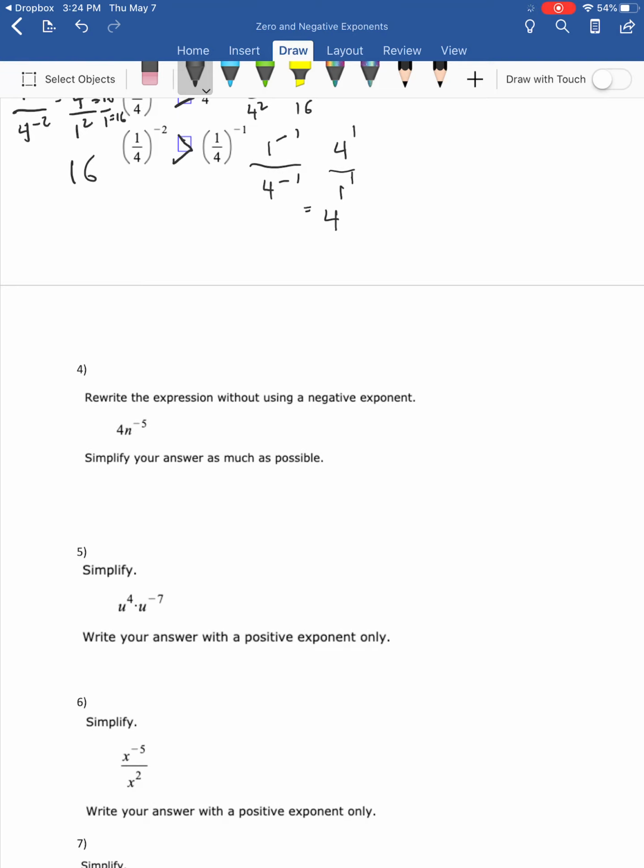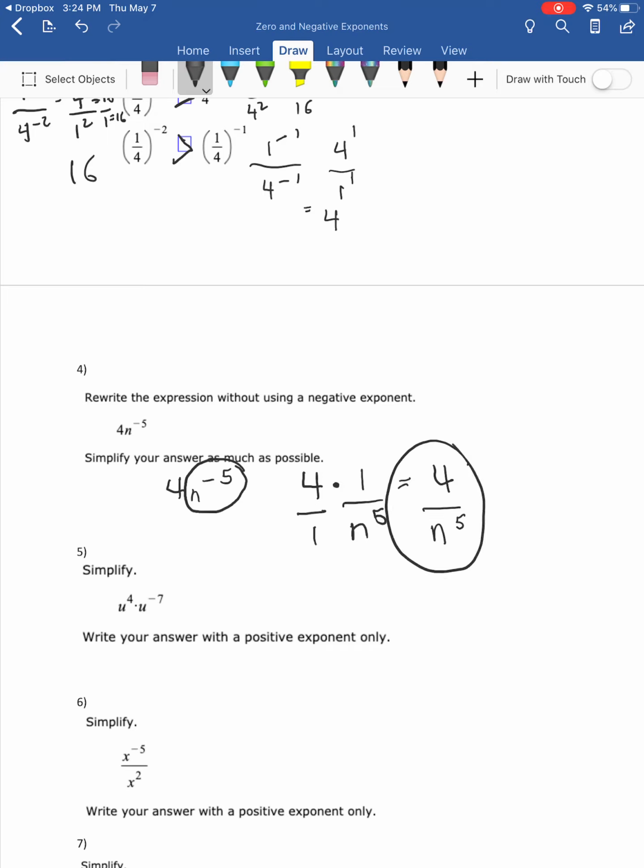Okay, number 4, rewrite the expression without a negative exponent. Simplify your answer as much as possible. So we have 4n to the negative 5. The negative exponent is only on the n, so this is 4 times 1 over n to the positive 5. So we have whole times fraction. I can put the whole over 1 and just multiply across, numerator, numerator, denominator, denominator. It's going to be 4 over n to the 5th.